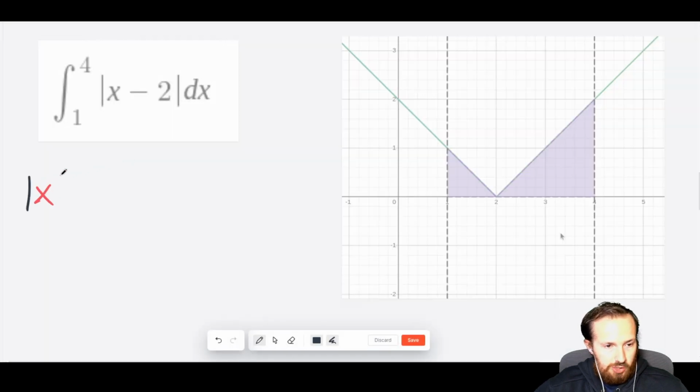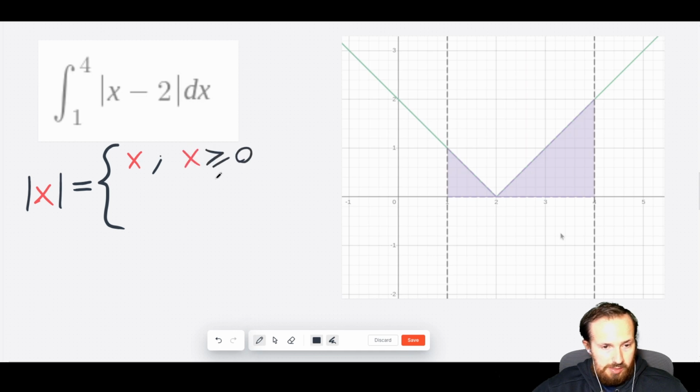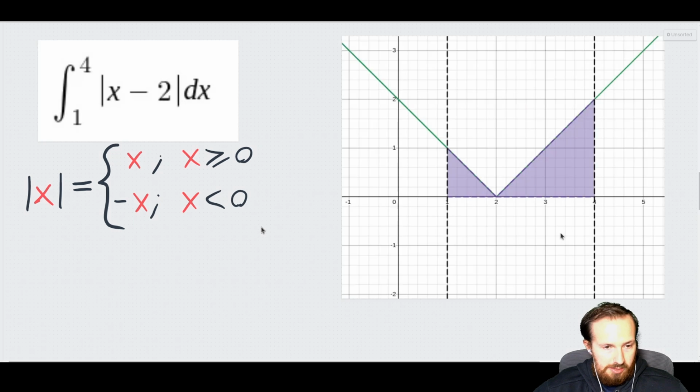If you have a function x and you're trying to take the absolute value of it, think about what that really means. We can think about it as a piecewise function where the function is just equal to x if x is greater than or equal to 0, and it's negative x if the input is less than 0.